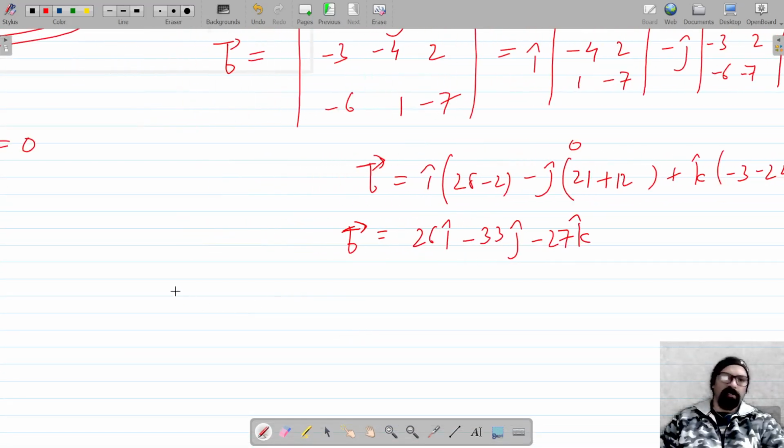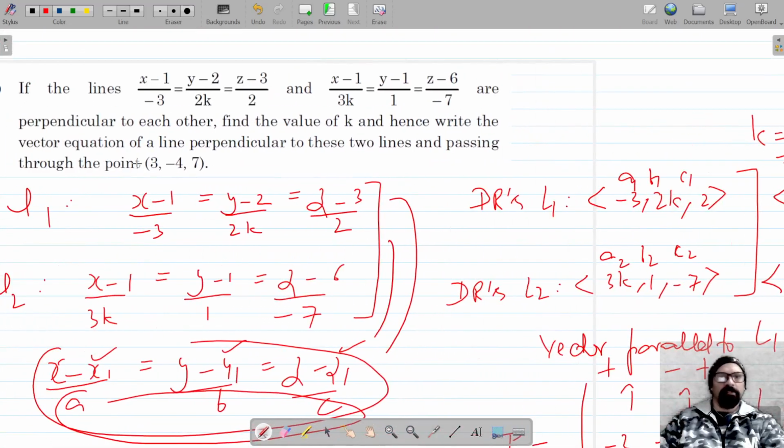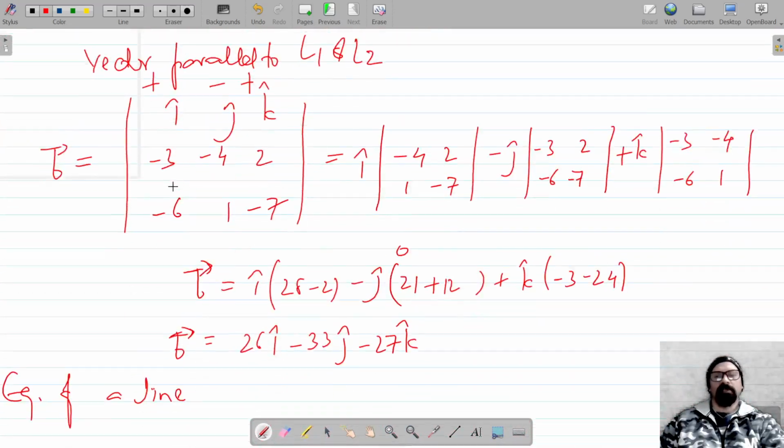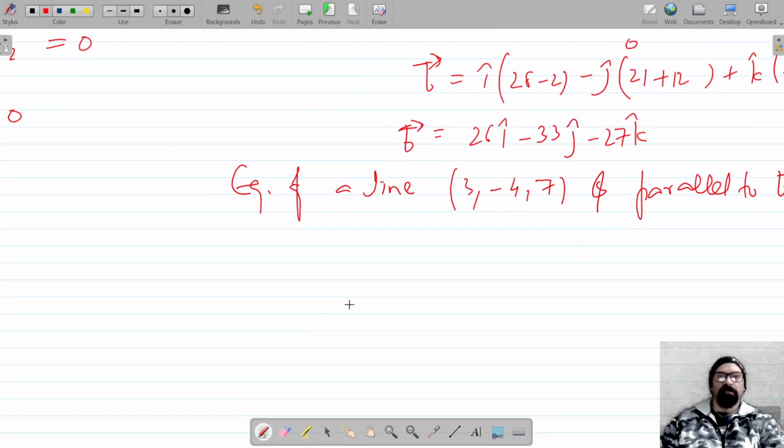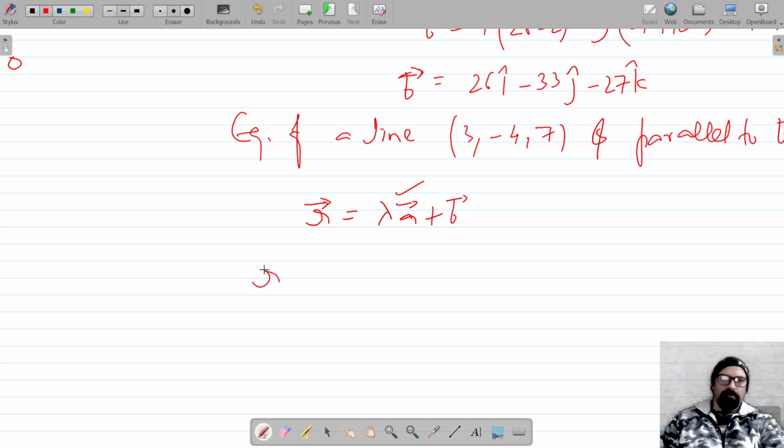Now, equation of a line. So the equation of the line that is passing through 3, negative 4, 7 and parallel to a vector is given as R vector is equal to lambda into A vector plus B vector, where A is the position vector of the point through which it is passing.